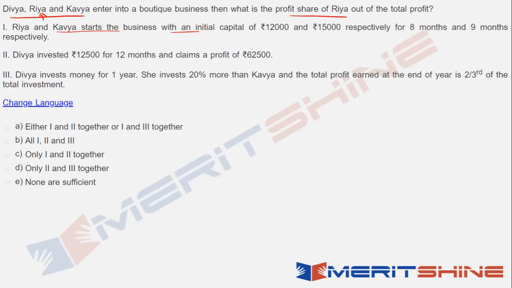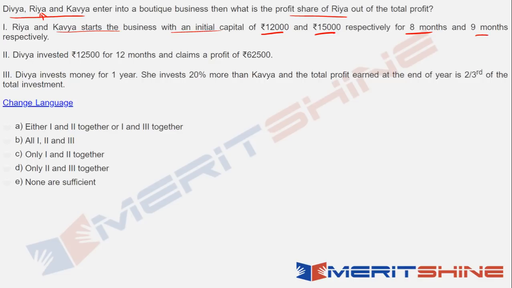Riya and Kavya start the business with an initial capital of this much, time period this much and this much. So for Riya and Kavya, you can calculate the effective investments, but would it be sufficient to find out the profit share of Riya? No, it's not sufficient. Very simple. You know that because you do not know anything about Divya. So we'll try clubbing something.